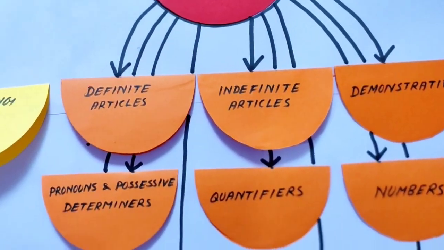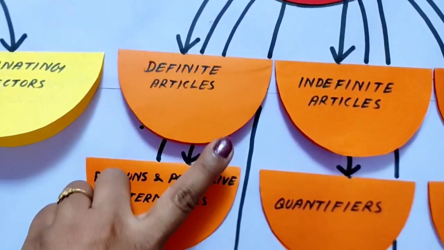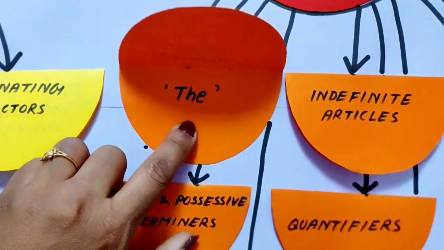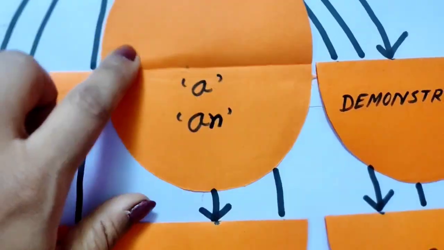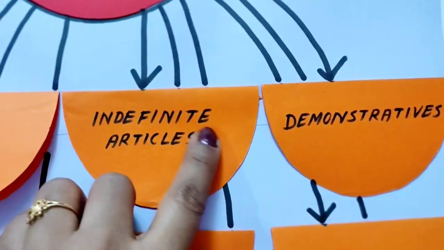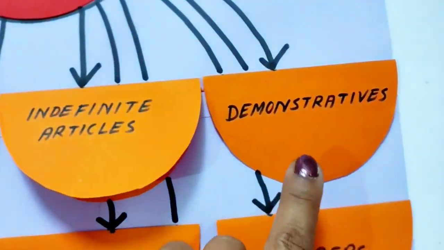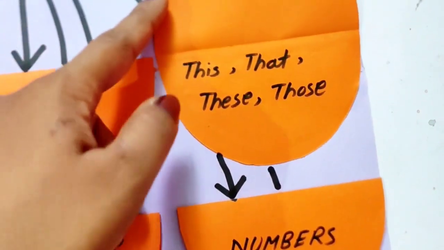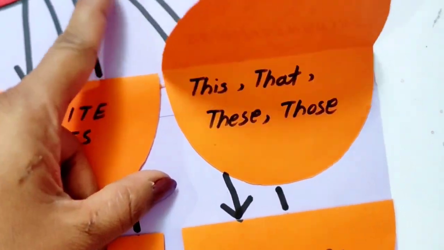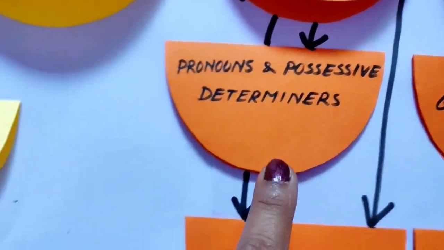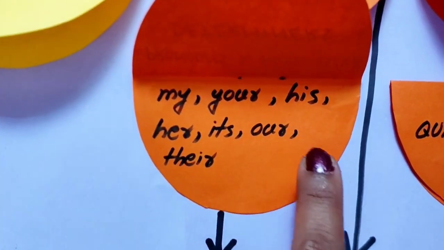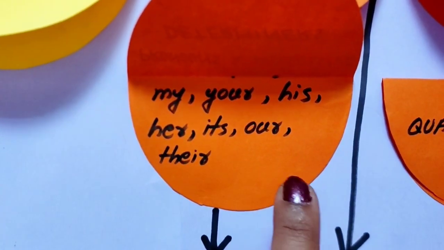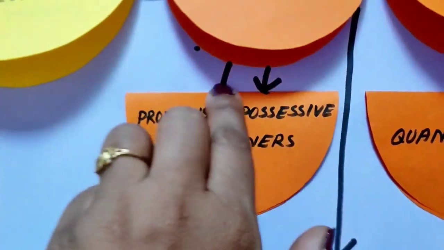Then types of determiners. Definite articles. For example, the is the definite article. Indefinite articles, a and an are the indefinite articles. Then demonstratives. This, that, these, those are the demonstratives. Then pronouns and possessive determiners. For example, my, your, his, her, its, our, their, etc.